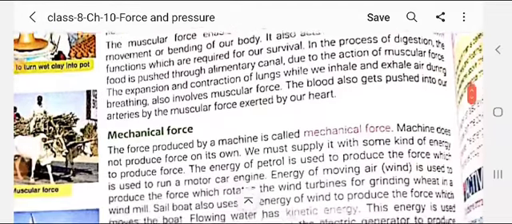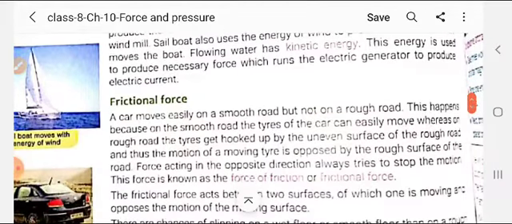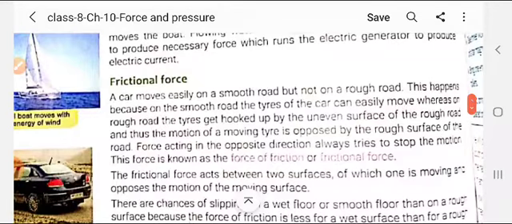These two forces are examples of contact force. Now the last topic of contact force is the frictional force. Student, what is frictional force? A force which acts when two bodies come in contact with each other, and when one body moves on another, then between the outer surfaces of these two bodies a force acts to stop the moving body, and that force is called the frictional force.